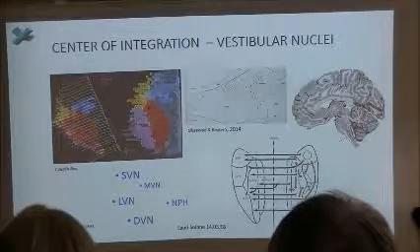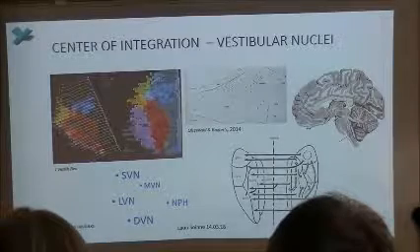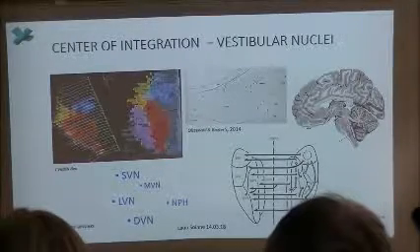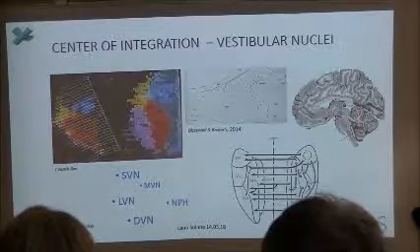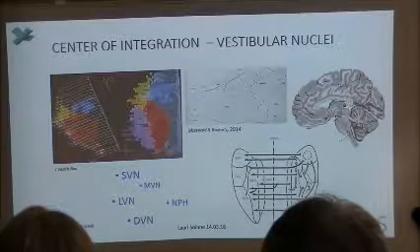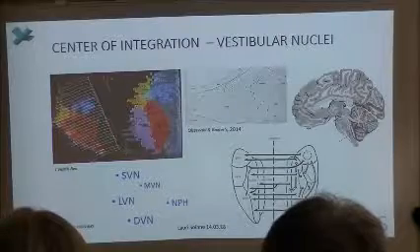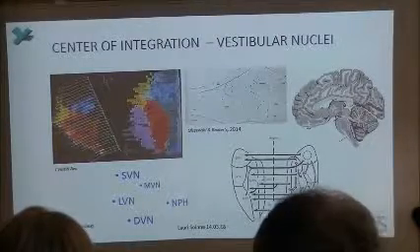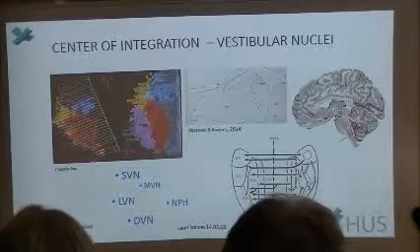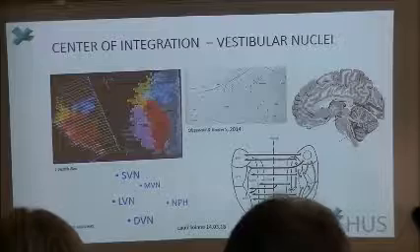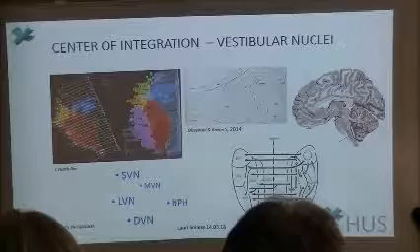This NPH is not normal pressure hydrocephalus, it's nucleus prepositus hypoglossi. The vestibular nerve does not directly go to that, but it has a very strong connection with the system, and it has to do with the stability of gaze and kind of a place velocity integrator. Then the dorsal nucleus, lateral nucleus, medial nucleus, and superior nucleus.